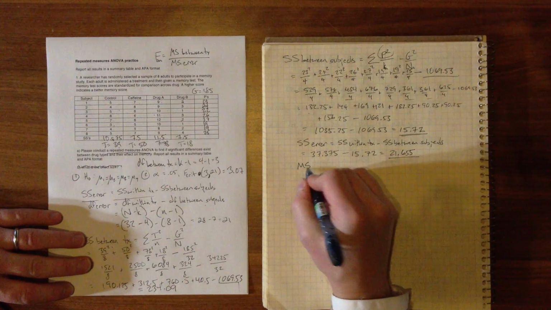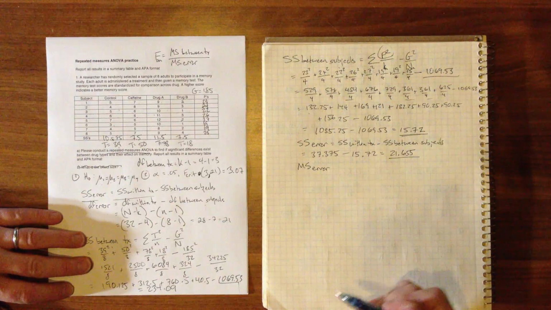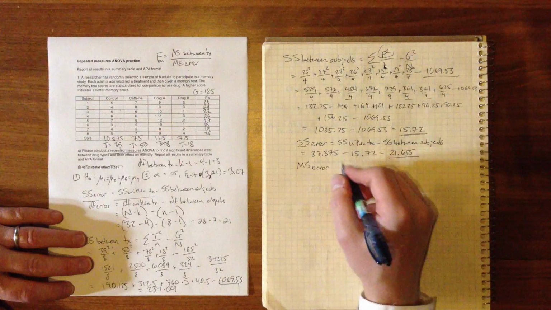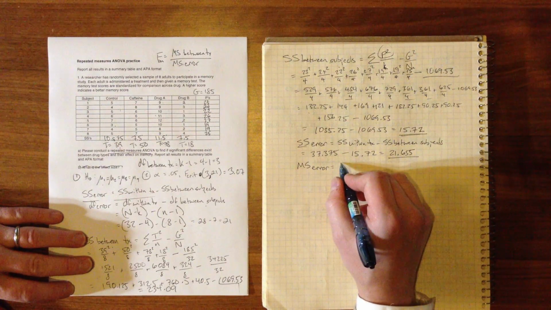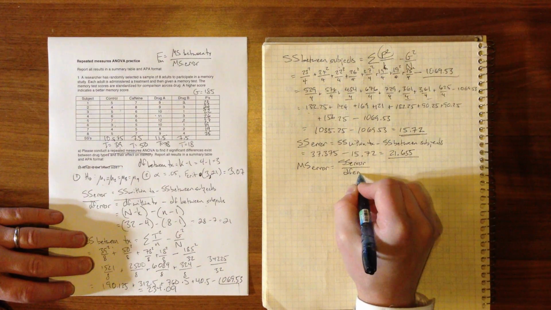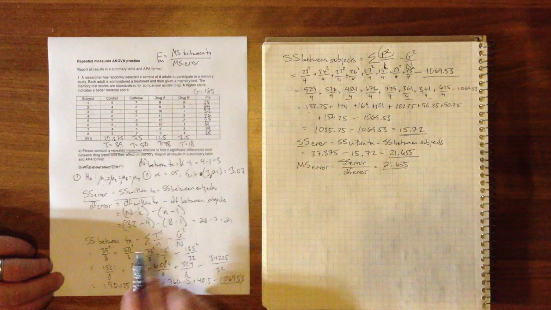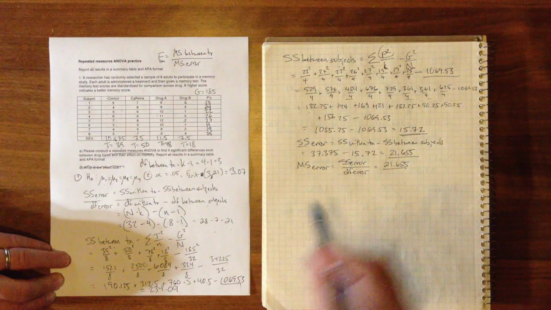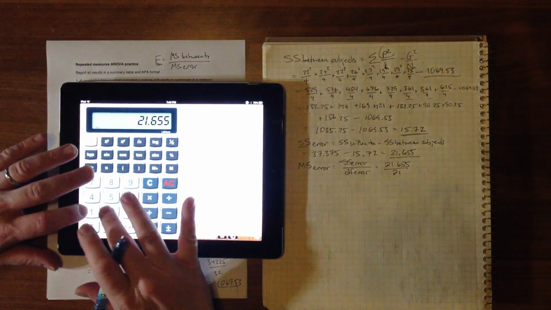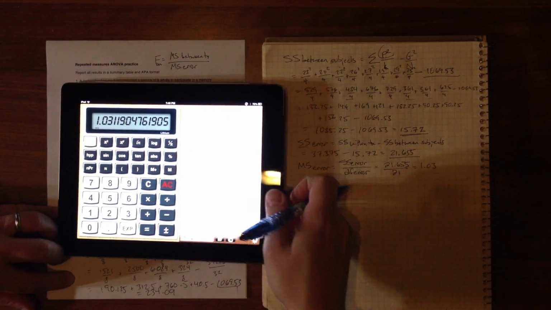Now we can do mean squared error. Mean square is variance. It's the average squared deviation from the mean. This is the sum of the squared deviations, and the mean squared, or variance, is going to be the sum of squares divided by the degrees of freedom. So that's 21.655 divided by degrees of freedom for error, which we already did. It's 21. Bring that back up here. 1.03 with some rounding there, and that's okay.